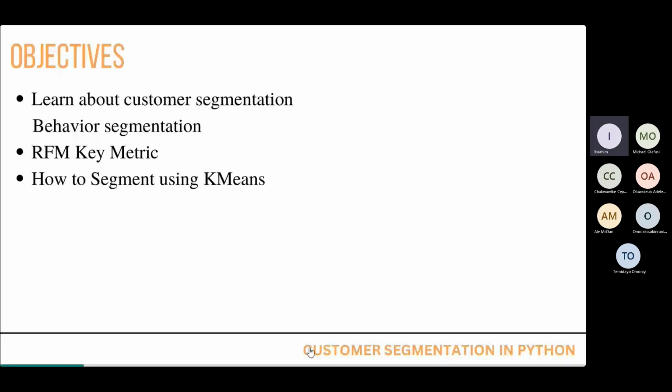We'll also learn about the RFM key metric, which you basically use whenever you want to work with behavioral segmentation, that is, whenever you want to understand customer behaviors. This key metric is used in marketing, businesses, and so on. And the last part is how to segment our customers using K-means, which is a clustering model in Python.